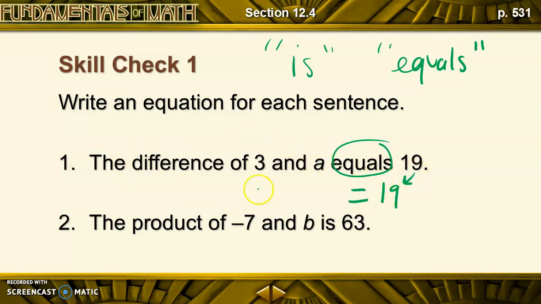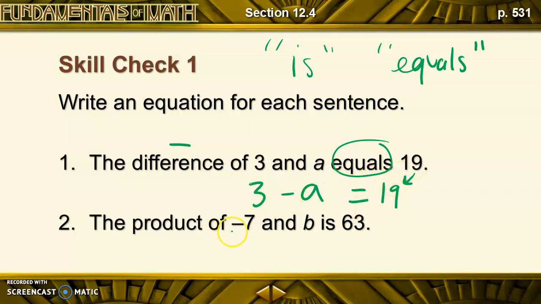Now we need to go ahead and interpret what does this say. The difference of 3 and a. Now difference is subtraction, and we're going to keep that in the same order. So we're just going to do 3 minus a equals 19.